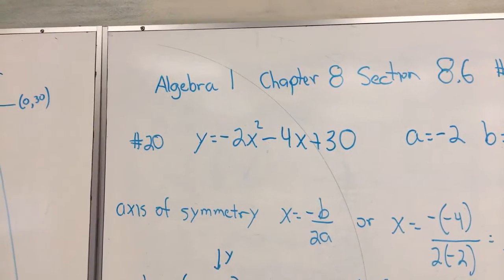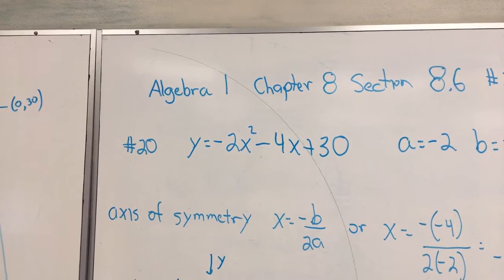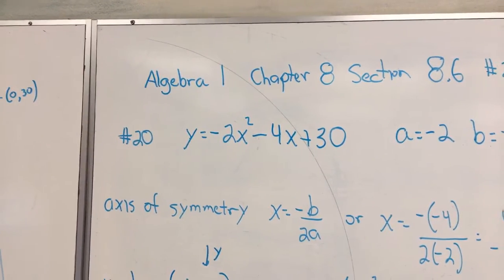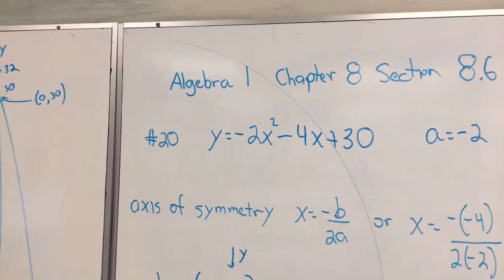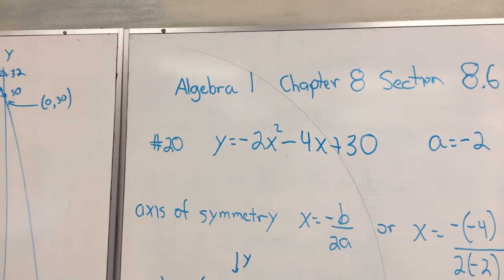So we can get an idea of what this thing is going to look like. Vertex is way up there. It's got a 2 in front, so it's going to be kind of skinny. And it's going to open down. Okay? So just take a second and visualize what you're after.